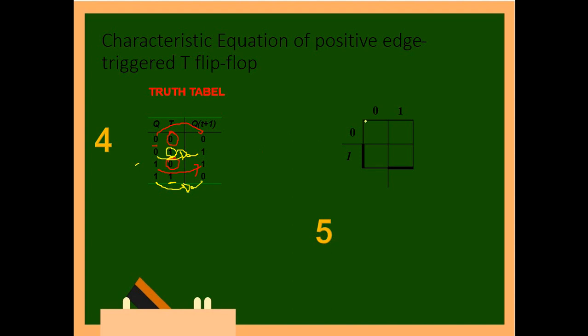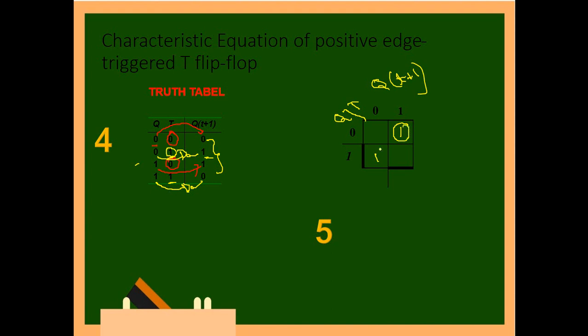So if you do the K-map, this portion is Q, this portion is T, and we are doing it for Q of T plus 1. The 1 is at the 0 1 condition, and at the 1 0 condition it is also 1. If you see the truth table, it looks like an XOR gate, so you can directly write the XOR operation, or you can do it with a K-map.